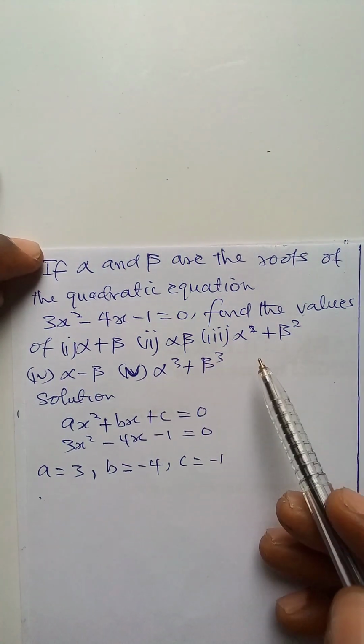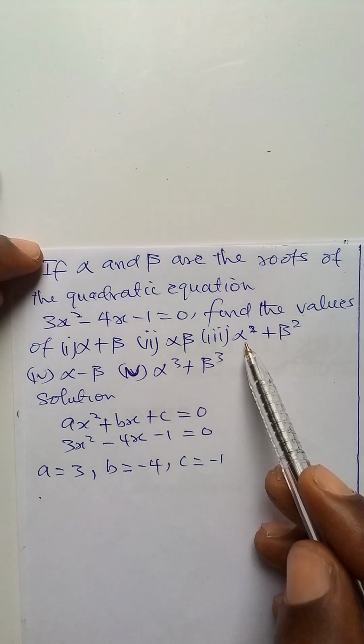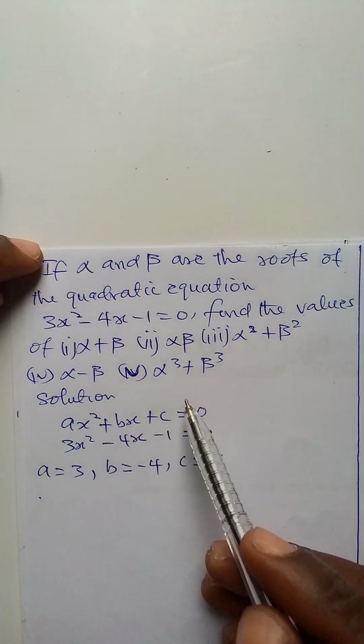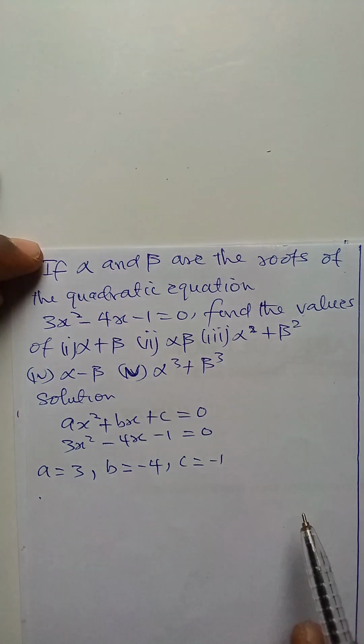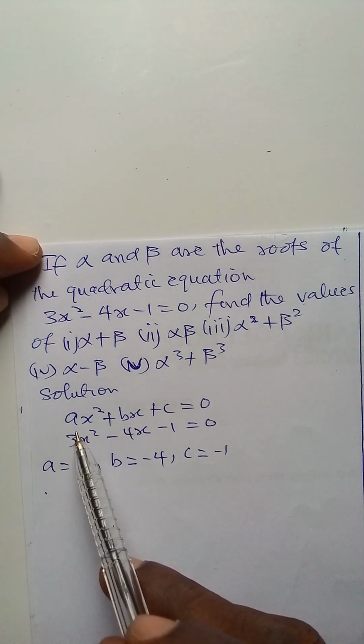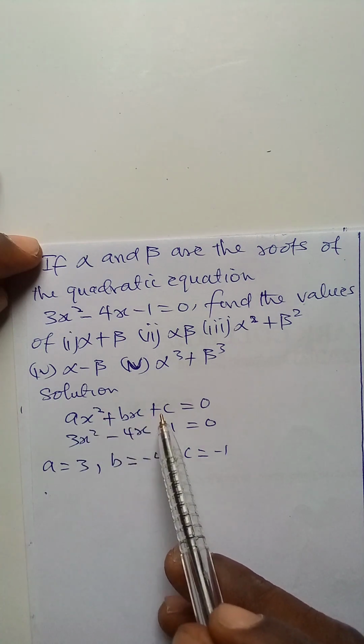In today's video, we shall be looking for the values of the sum and product of the roots of a given quadratic equation, that is 3x squared minus 4x minus 1. After that, we shall also look for alpha squared plus beta squared, alpha minus beta, then alpha cubed plus beta cubed.